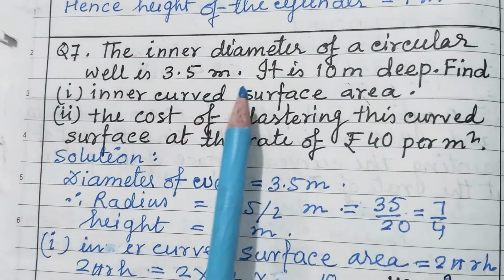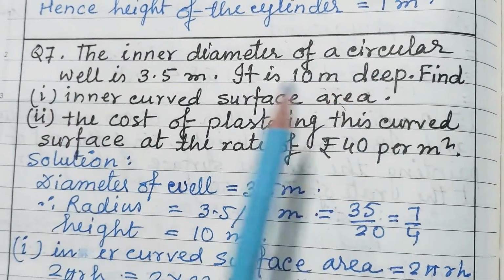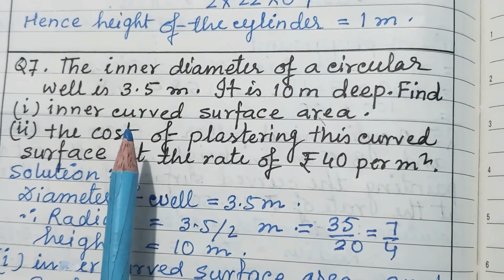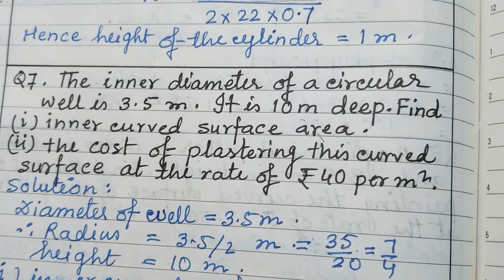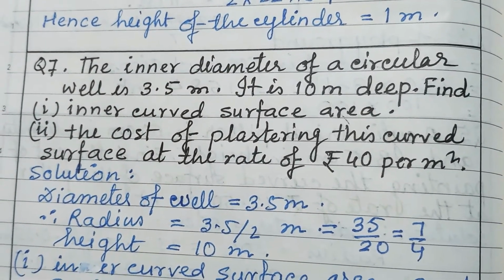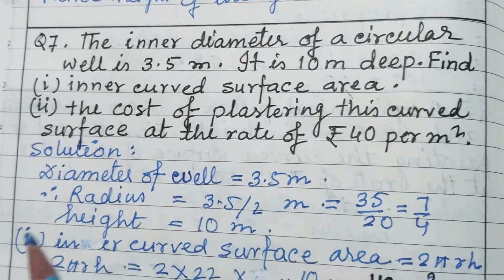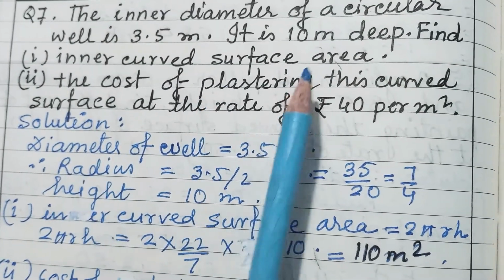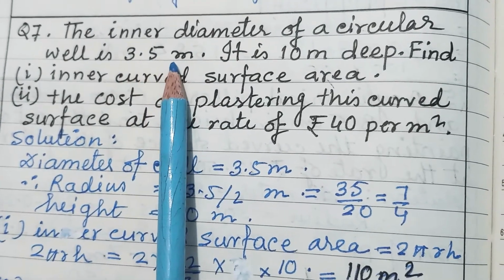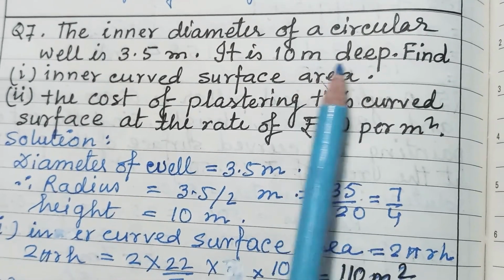Next question is, the inner diameter of a cylindrical well is 3.5 meter. It is 10 meter deep. Find its inner curved surface area. The cost of plastering its curved surface at the rate of rupees 40 per meter square. Okay. Now first, what has been given, you check it. Diameter 3.5 meter is given, and 10 meter deep means height has been given, depth has been given.